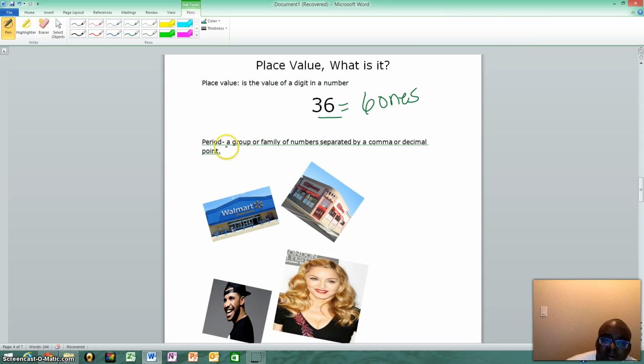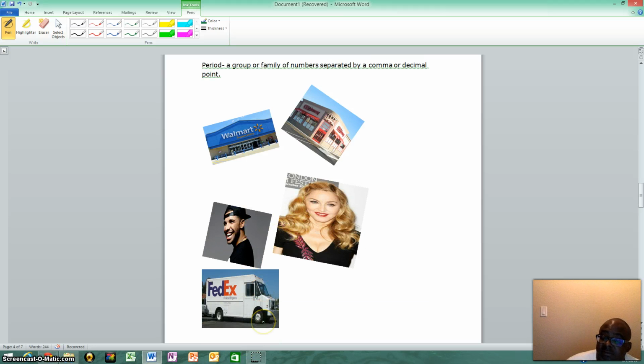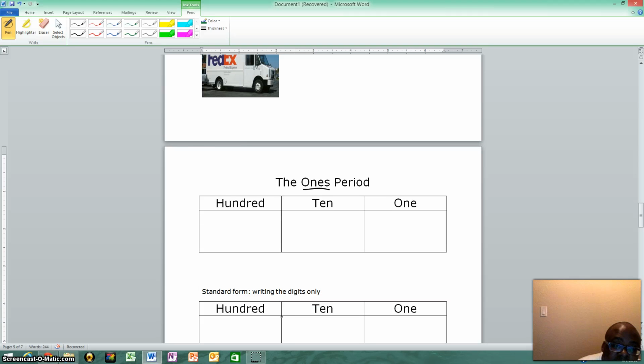So now let's talk about a period. A period is a group of numbers separated by a comma or a decimal point. You know, it's that family of numbers that are grouped together in one little house. And right now you see we have some pictures of Walmart, CVS, Drake, Madonna, and FedEx. And you see, the only thing I said was CVS, Walmart, Madonna, Drake, and FedEx. Well, when we get to the ones period, and I'm just going to make this into a quick little house, we only pronounce the number.